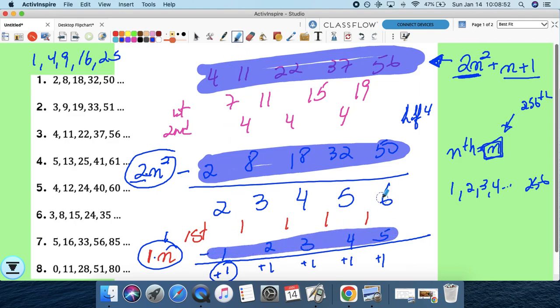That's how I got the 7. So now this sequence right here is an n sequence. It's a 1n sequence, but with a little bit of an adjustment. It's an n sequence, but I need to add 1 to it. And that's how I get this.